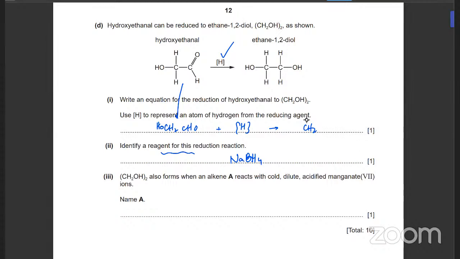So it's forming CH2OH twice. So how many H's are getting added? That's 3, 4, and now you have 6. So there are 2 H's that are getting added. So that's it.